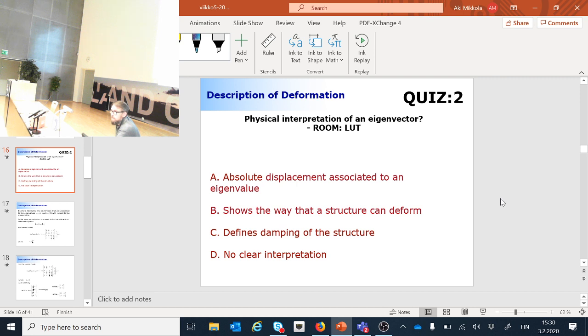All right, what is the correct answer? B. In the slides, B. Yes, of course, B. It was my mistake, I was confused. B: the way the structure can deform. That's what we are after all the time. We don't care about the responses, because what is needed in the response is the modal coordinates. It is the very essential part. We only know half of the story, less than half of the story.